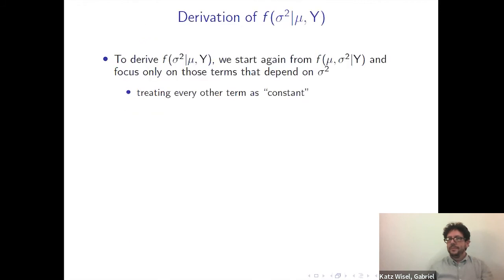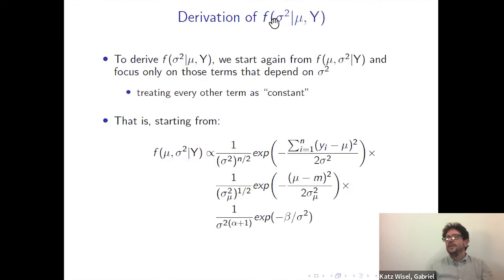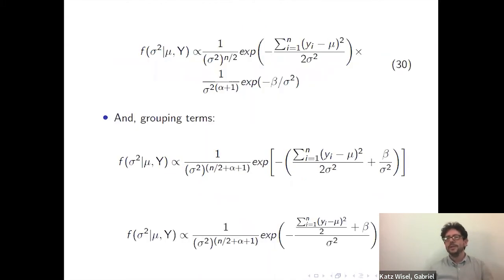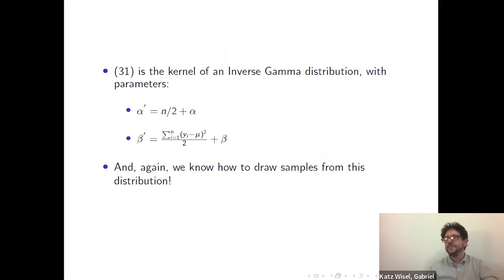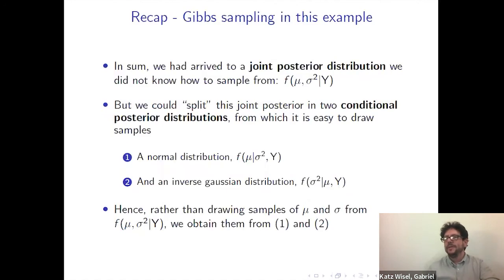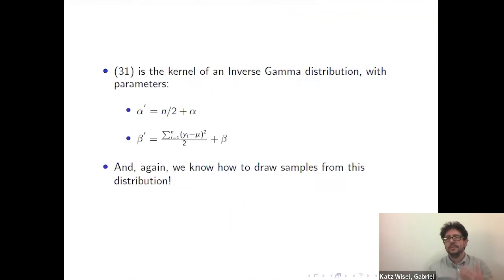Similarly, when I derive the conditional posterior distribution of sigma squared, I treat all the terms that do not depend on sigma squared as constant, and again doing a little bit of algebra, what I arrive at is equation 31, which is the kernel of an inverse gamma distribution. Okay, again, I do know how to generate samples from an inverse gamma using a command such as rgamma in R.